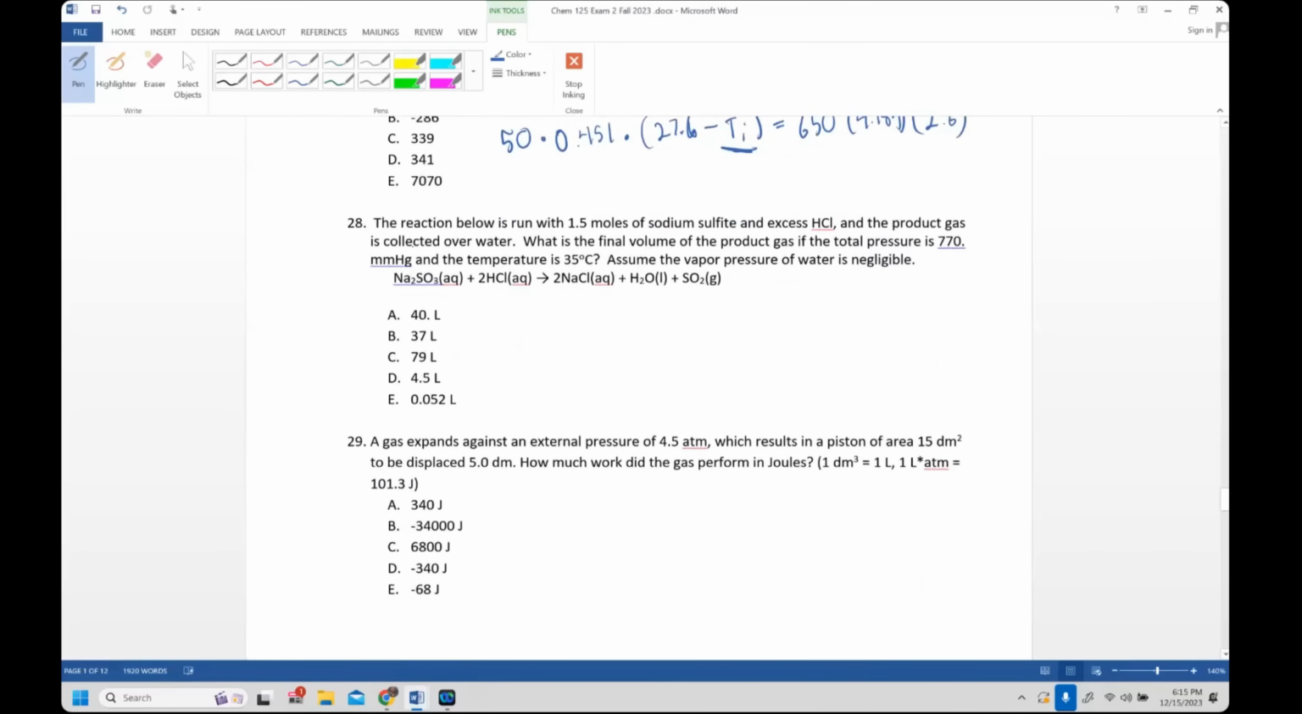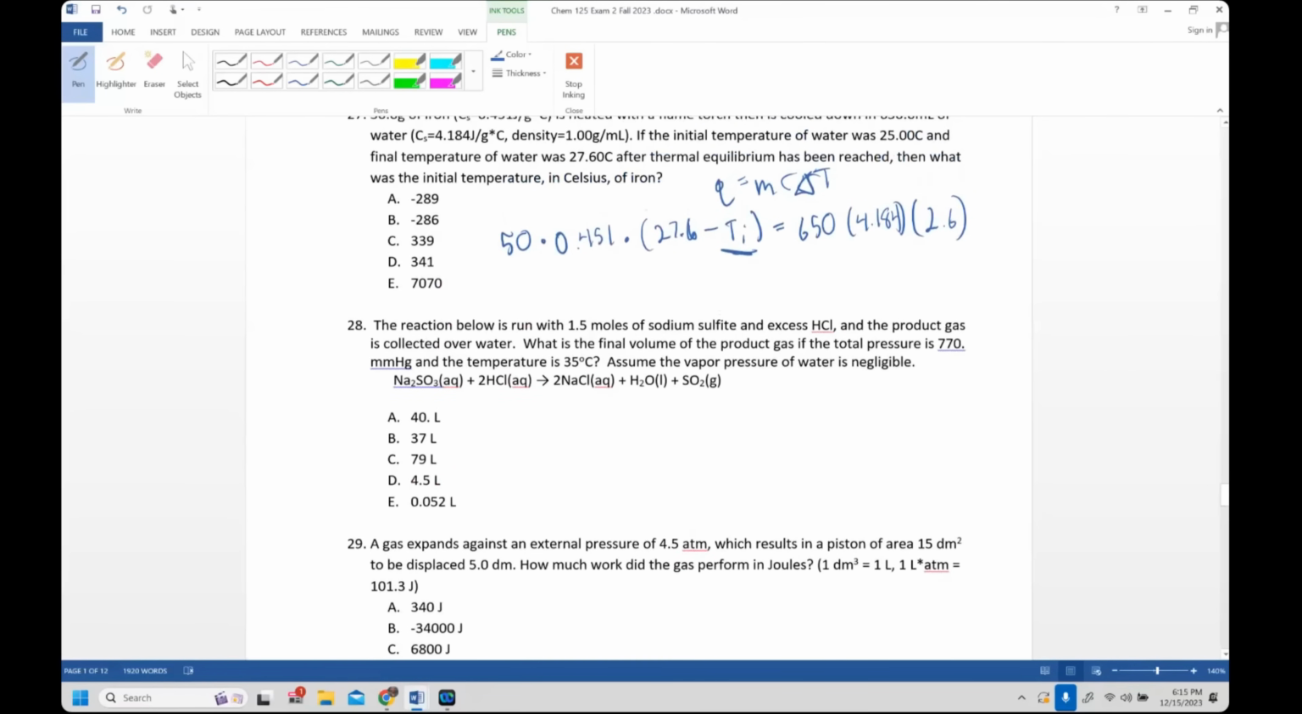All right, next. The reaction below is run with 1.5 moles of sodium sulfite and an excess of HCl. So we already know sodium sulfite is the limiting reactant. It produces SO2, and the product gas is collected over water. What is the final volume of the product gas if the total pressure is 770 mmHg and the temperature is 35 Celsius? Assume the vapor pressure of the water is negligible.